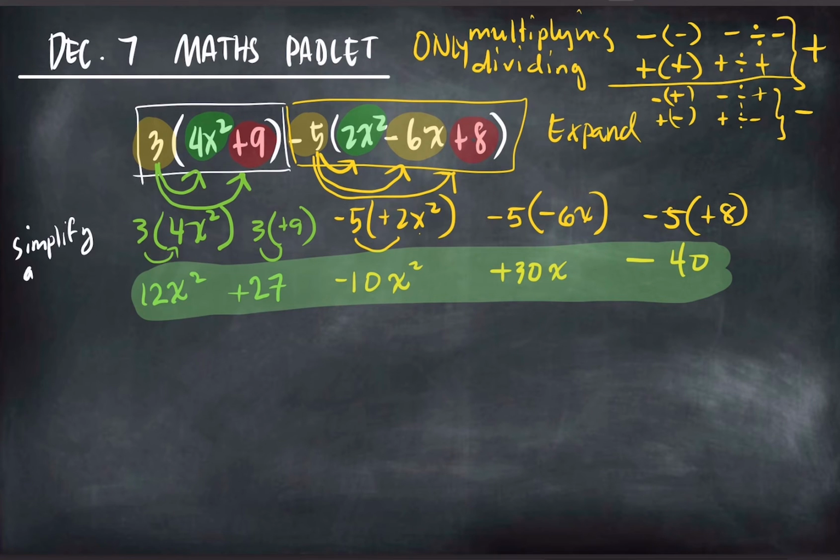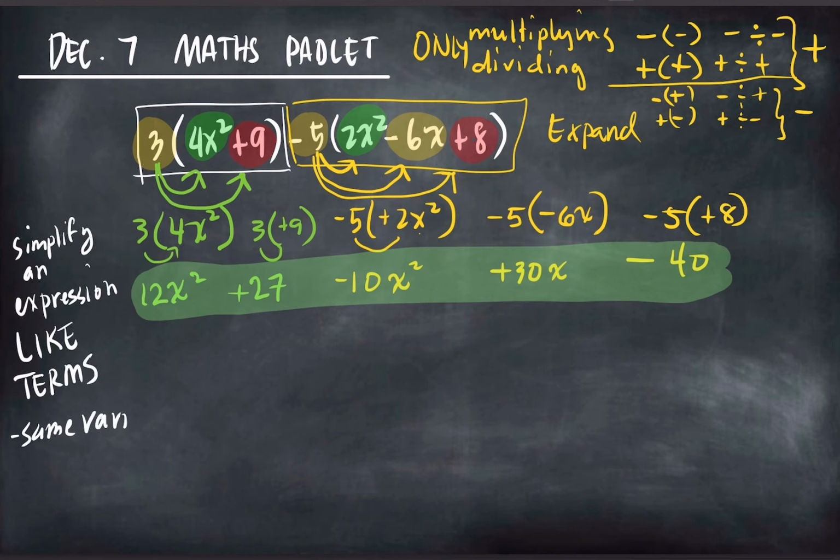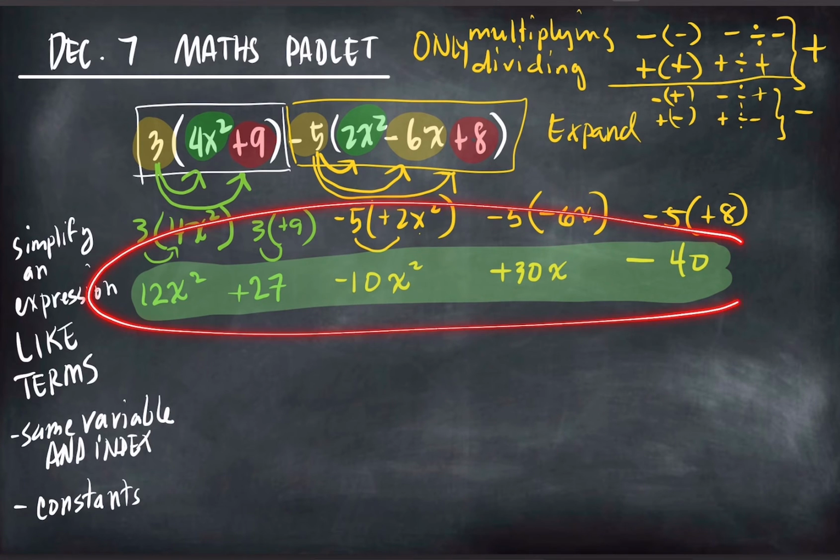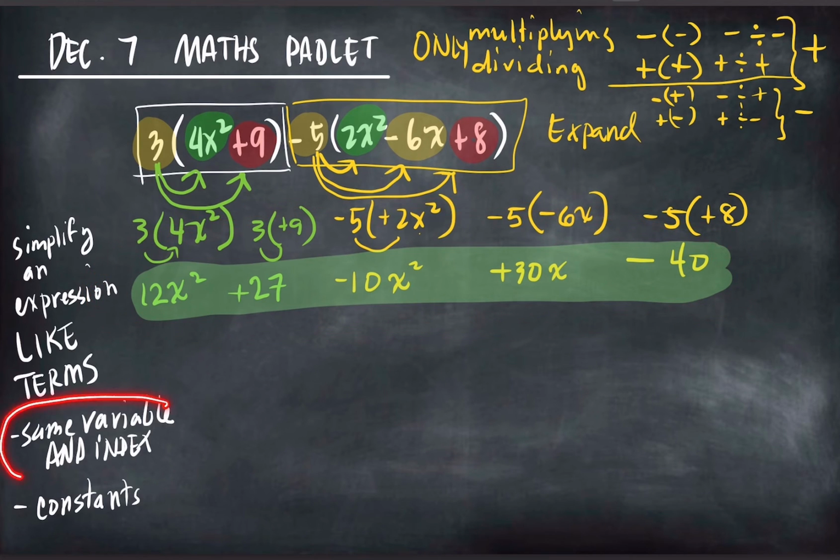an expression, okay? To simplify an expression, you need to look at like terms. And just to remind you, like terms mean same variable and index. Needs to be same variable and index. Or they have to be constants. Okay? Now let's look at the equation here. Are there any like terms? Are there any terms that have the same variable and index?